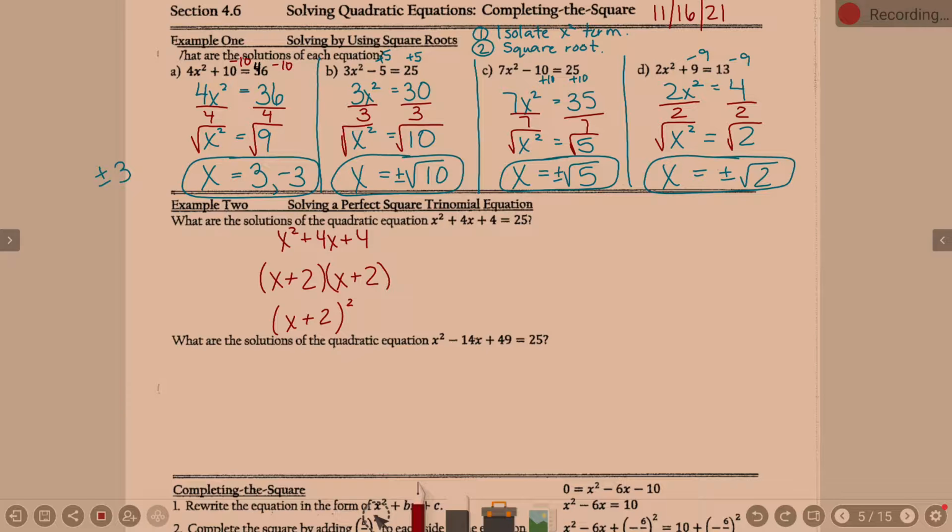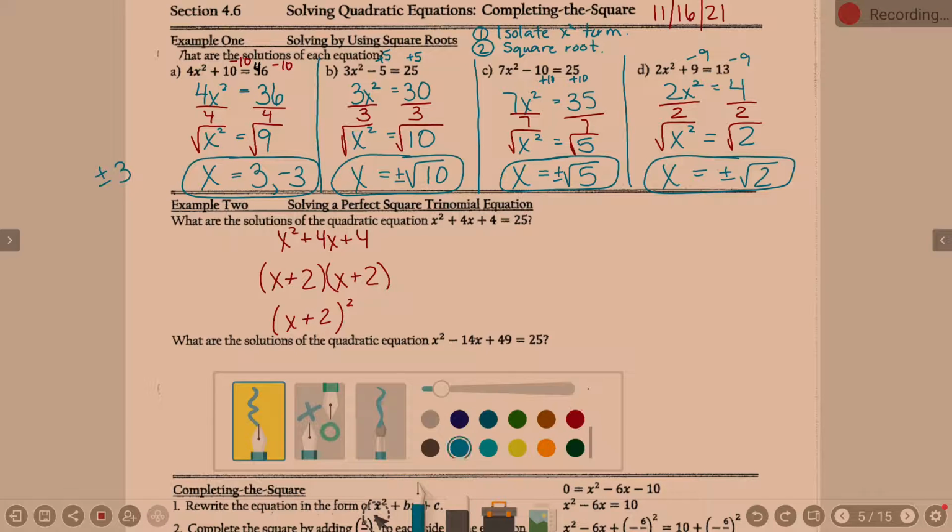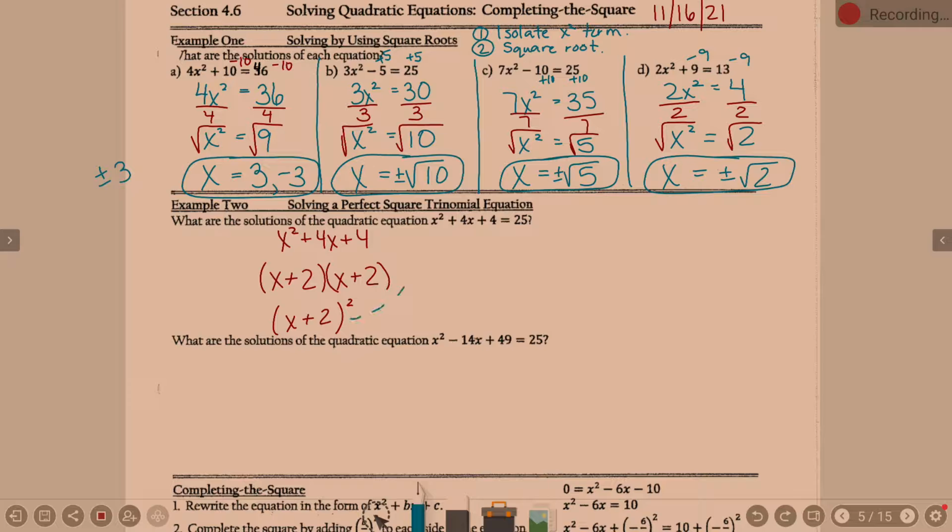That was just my side work to get us started. Can you agree that x squared plus 4x plus 4 can be rewritten as x plus 2 quantity squared, based on the factoring I just did? So x squared plus 4x plus 4 can be rewritten as x plus 2 quantity squared, still equaling 25.